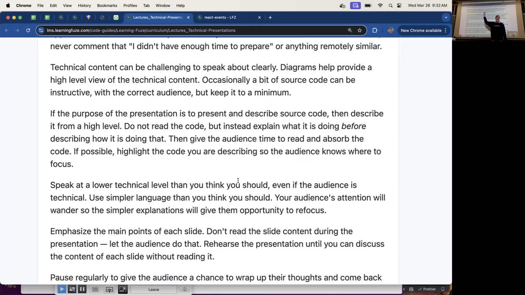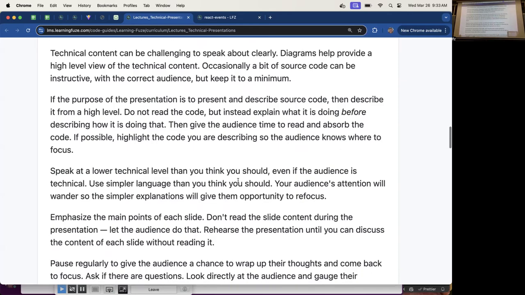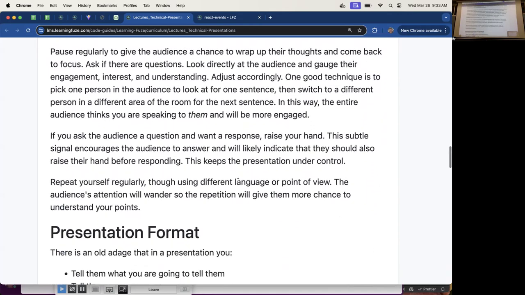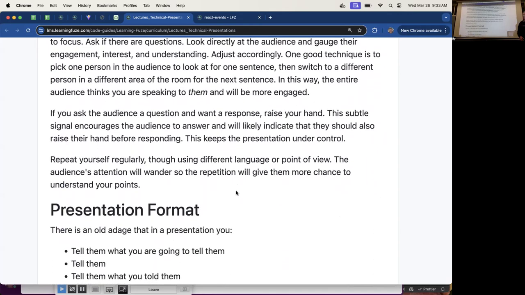It also, since you're raising your hand, subconsciously encourages them to raise their hand, so it keeps things in control. You don't have people shouting out and talking over each other, and it gives you a little better control over the audience and the experience. So that was just a fun little trick that I learned that I really like. Here it was. This was the paragraph. If you want to ask the audience a question, you want a response, raise your hand.